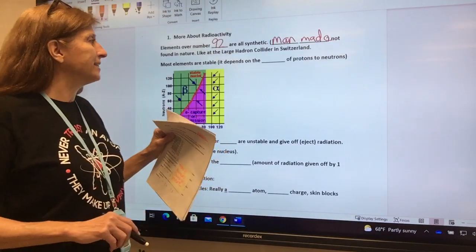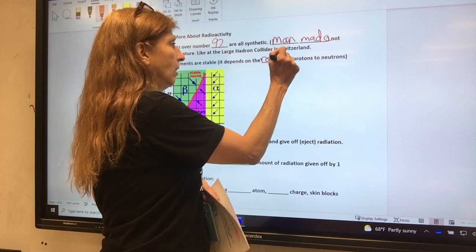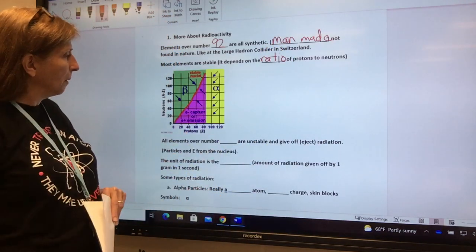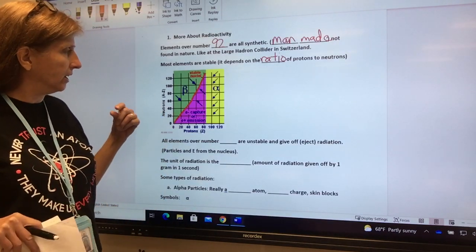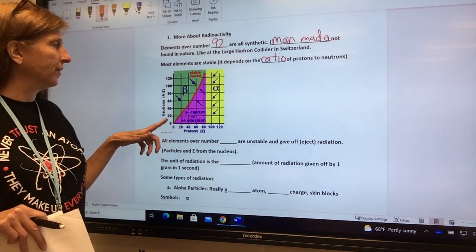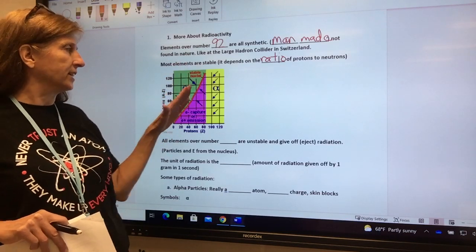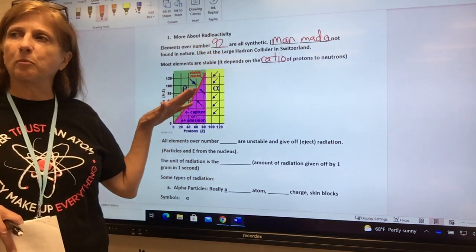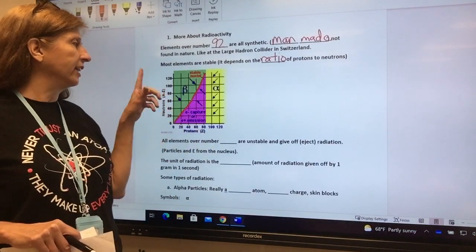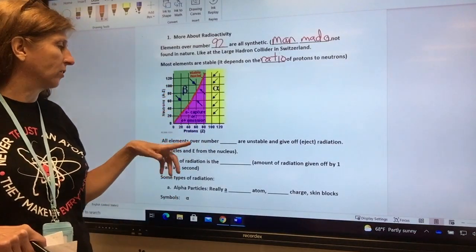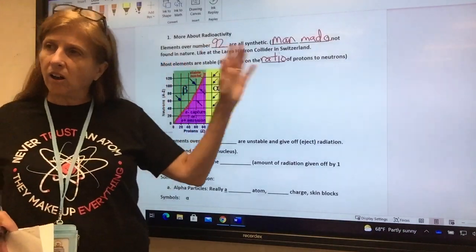All right. Now, most elements are stable, but it depends on the ratio of protons to neutrons. And here's our little map of it. This will make more sense once we learn a little bit more about this. But the stable region is the red line that shows the protons to neutrons. If it's at this red line, then it's a nice stable atom. But if it's off, then it can either give off beta particles or alpha particles, or it can have electron capture or positron emissions. All of that will make more sense.